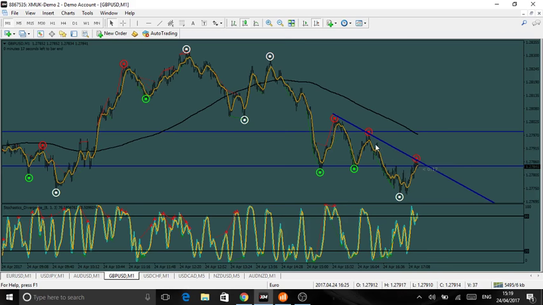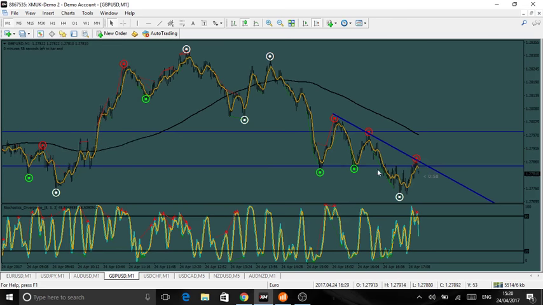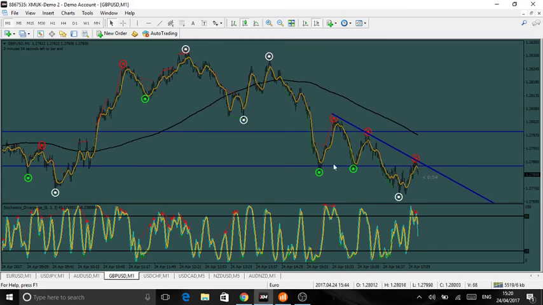The more touches, the more it shows that that support or resistance line is going to be very strong. It's going to be a very strong area. So there's a higher probability that if price comes to that area, it will reverse to the opposite direction.